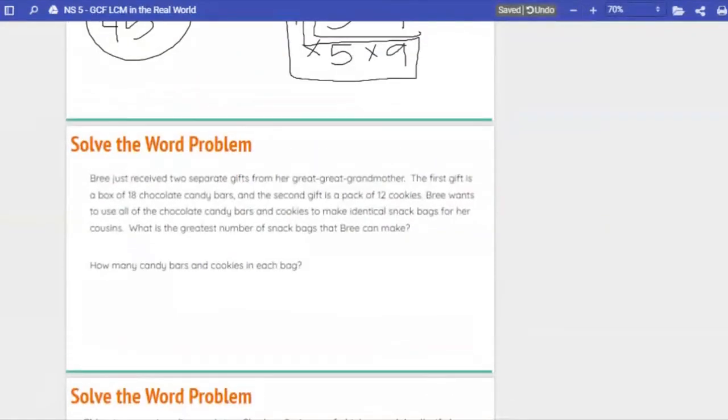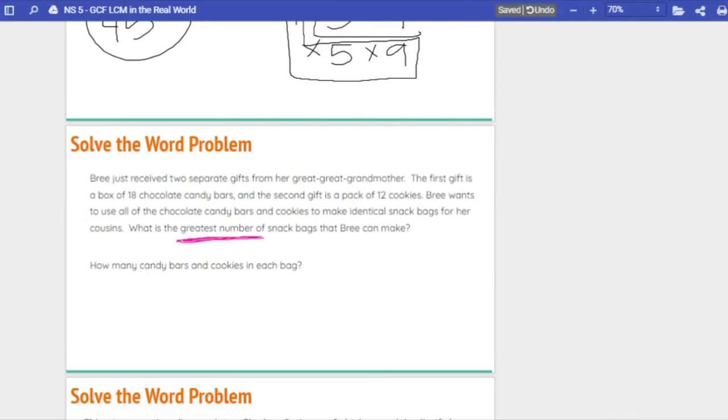Okay, couple more. Go ahead and try, and then check your answer. Bree just received 2 separate gifts from her great-great-grandmother. The first gift is a box of 18 chocolate candy bars, and the second gift is a box of 12 cookies. Bree wants to use all of the chocolate candy bars and cookies to make identical snack bags for her cousins. What is the greatest number of snack bags that Bree can make? How many candy bars and cookies in each bag? So, keyword again, what's the greatest number of snack bags she can make?